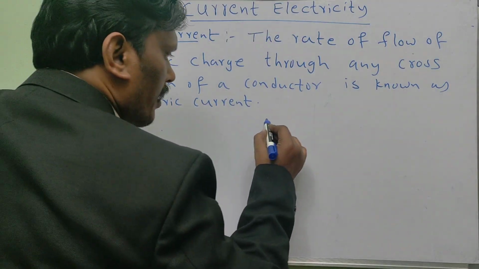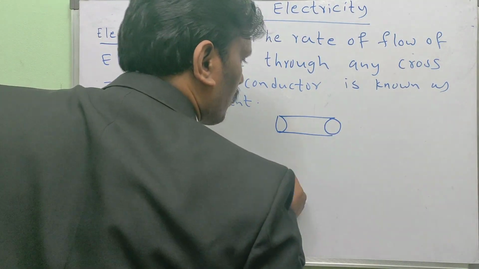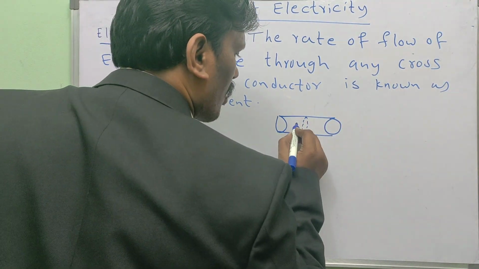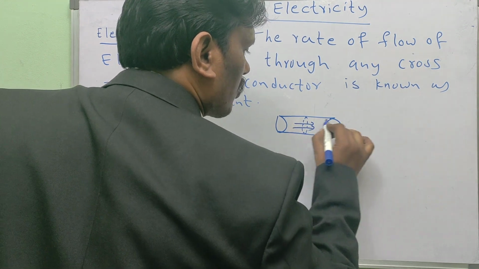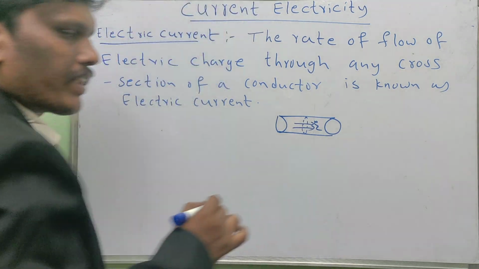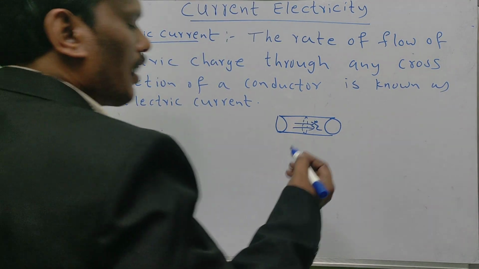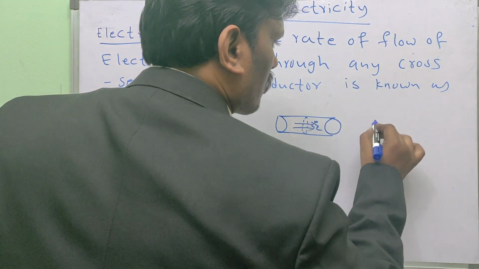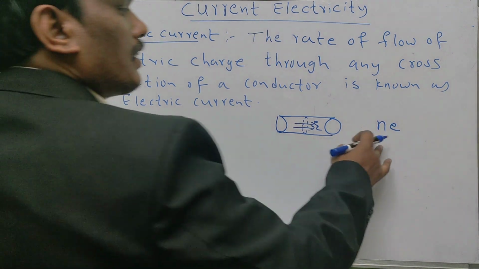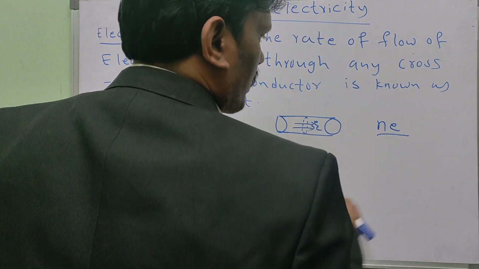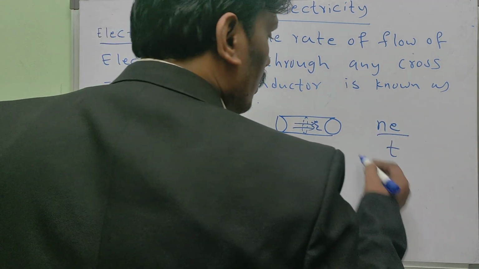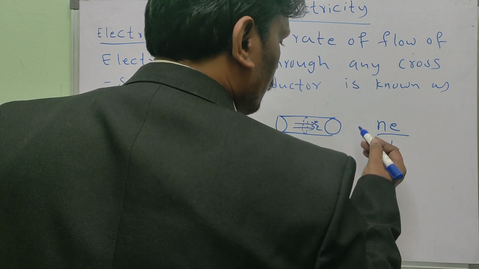If I consider a conductor, consider a cross section inside the conductor anywhere. The number of electrons passing through that conductor per 1 second, per 1 second I am going to consider. So the number of electrons n into e. 1 electron means 1 e, 2 electrons means 2 e, n electrons means n e. The number of electrons passing in a given time, this is generally called current.